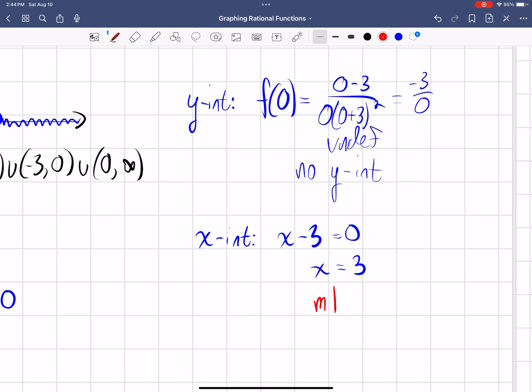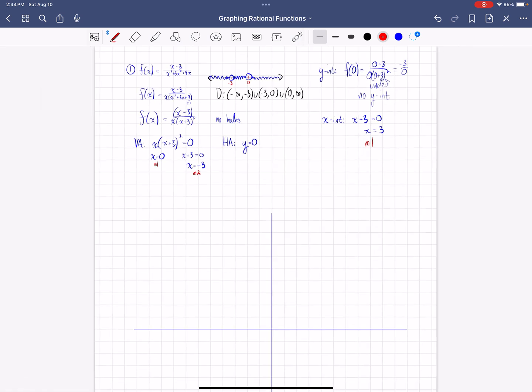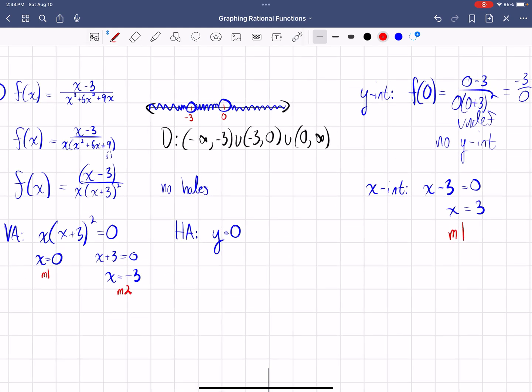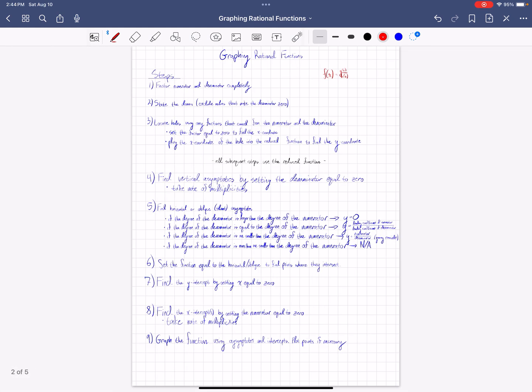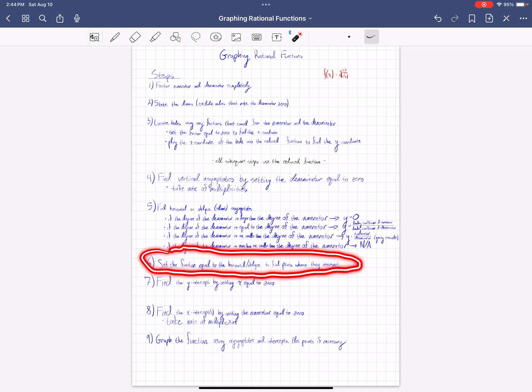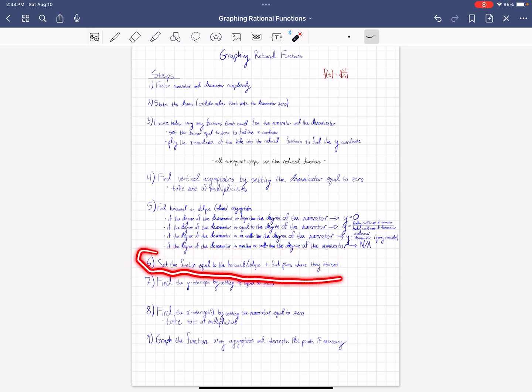preliminary information. There is one step that I skipped, but it turned out not to be necessary. If you remember here, looking at the original steps, I mentioned we should always set the function equal to the horizontal or oblique asymptote. Oblique is the same as slant. We should set the function equal to the horizontal or slant asymptote to find points where they intersect.